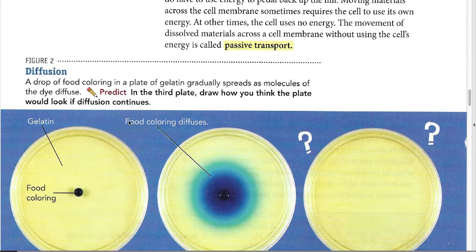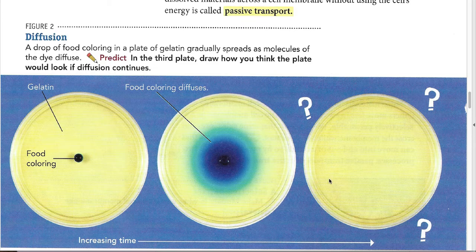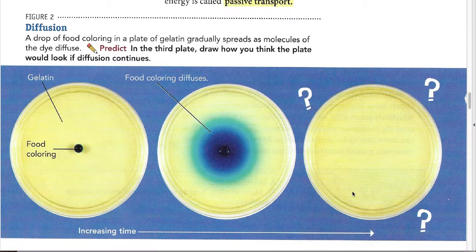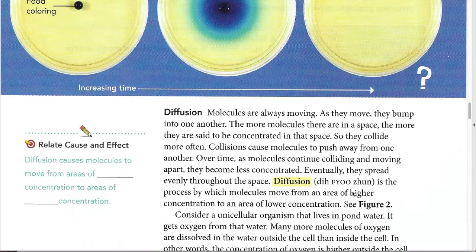Diffusion. A drop of food coloring in a plate of gelatin gradually spreads as molecules of the dye diffuse. Food coloring. So what do you think would happen after this? Well, I can tell you it's going to be completely blue. Okay? You'll actually see an example of that when we do a lab.